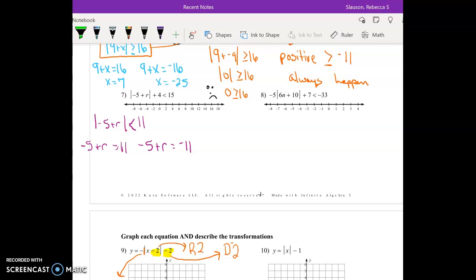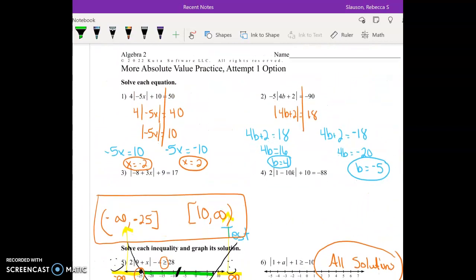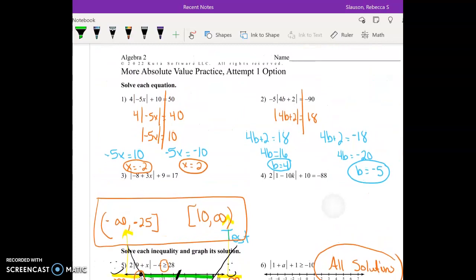And now my goal is to get r alone. So in both problems, I'm going to be adding 5, but I'll get different results. For the equation on the left, once I add 5, I get 16. And on the other, once I add 5, I get -6. So if this problem had presented with an equal sign, I would be done. My two answers would be 16 and -6, just how I did 1 and 2 above.